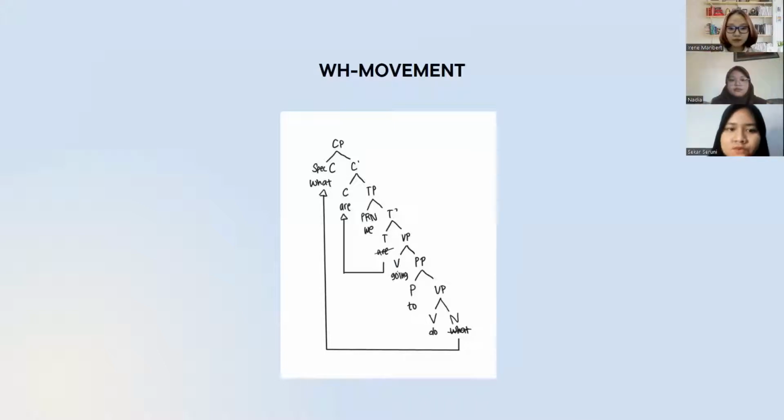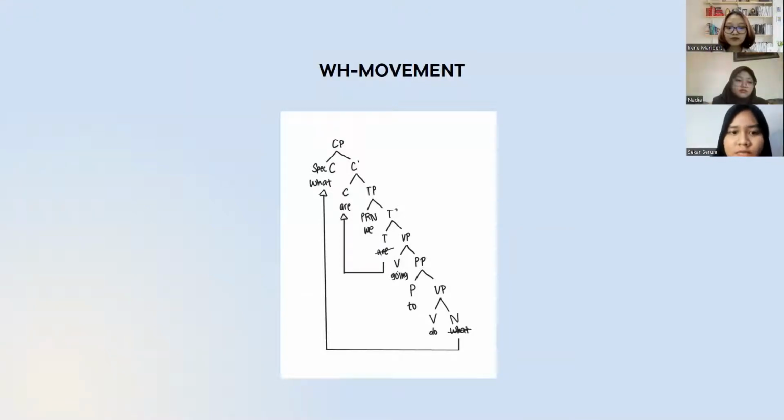The first sentence we will analyze is, what are we going to do? It is a WH question, and you can also have it in WH in situ question form, which would be, we are going to do what? So now if we illustrate it in 3 diagram, we can see that in this sentence occurs 2 kinds of movement. The first movement is a head movement.